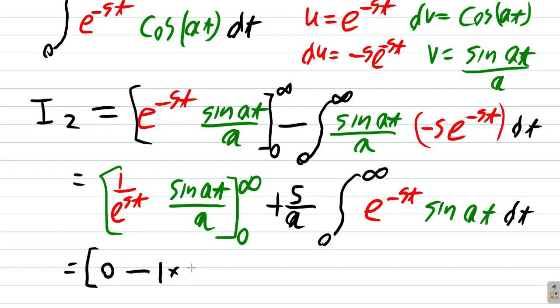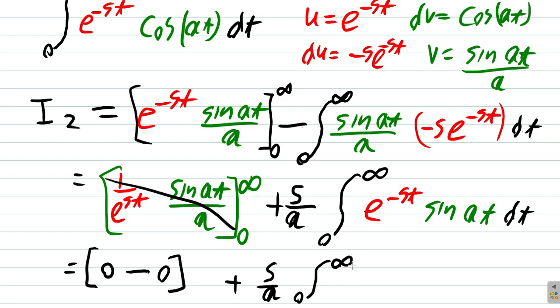Sine of a times 0. A times 0 is 0. Sine of 0 over a. But what is sine 0? It is 0. So 1 times 0 is 0. So all of this amounts to 0, plus s over a times the integral from 0 to infinity of e to the negative st sine at dt.